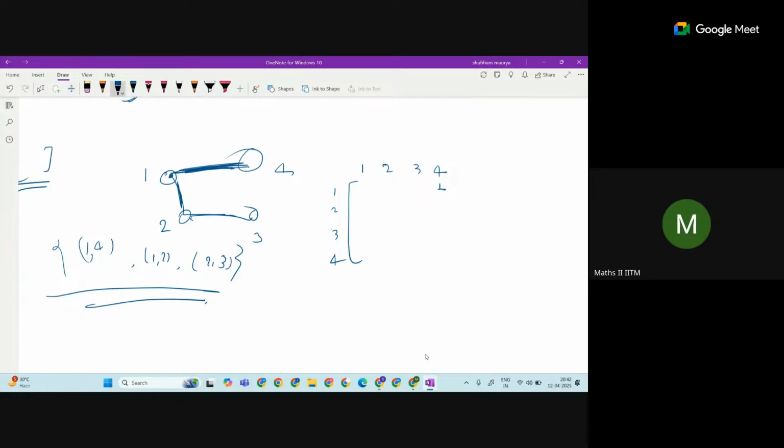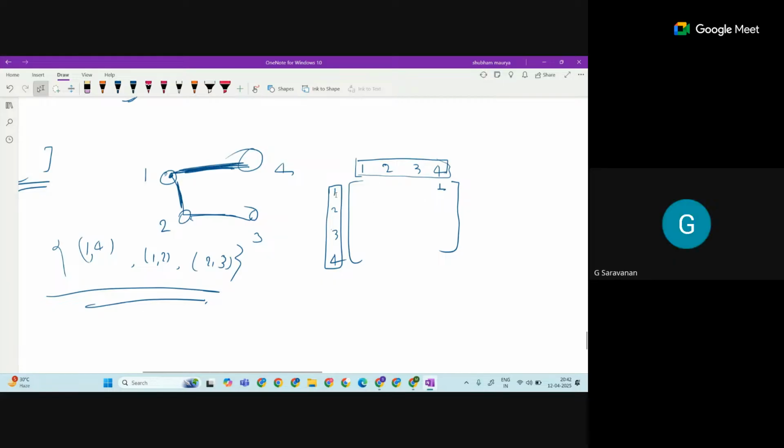Our main matrix is this one. Are the edges on the horizontal and the vertices on the vertical? No, here both are vertices. Yeah, both are vertices, the connection nodes. Okay. Right. Actually, how will you write the adjacency matrix?